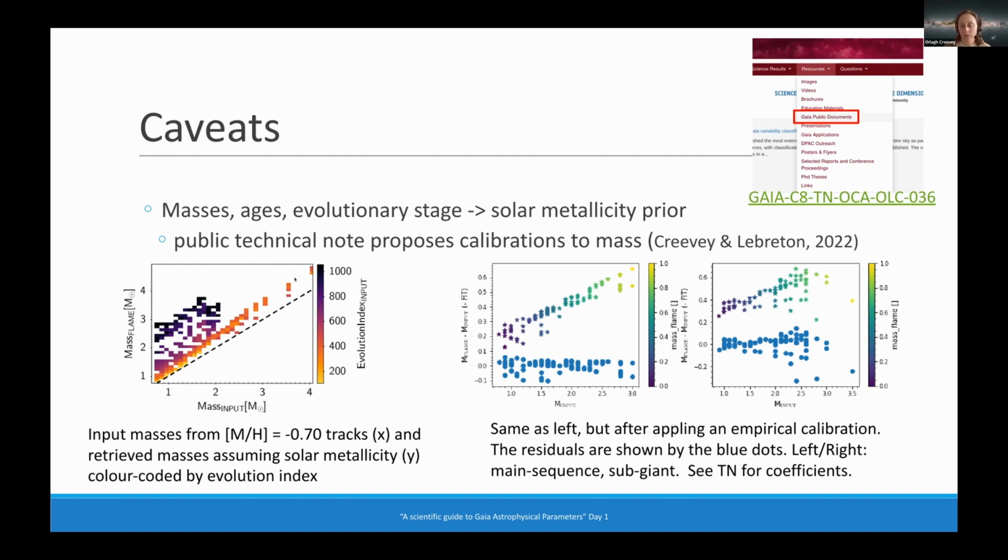So what we did is we actually propose calibrations to the mass, on how to correct the Gaia DR3 masses if you have a new metallicity. We have some polynomial corrections, and you just need to know your external metallicity along with the published Gaia DR3 mass. We do this for the main sequence stars and the subgiants. This is an example of the results. I apologize for the terrible resolution here.